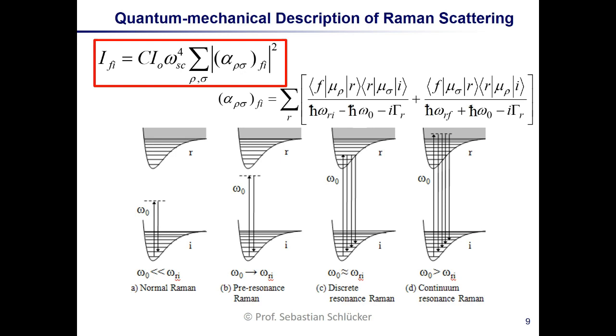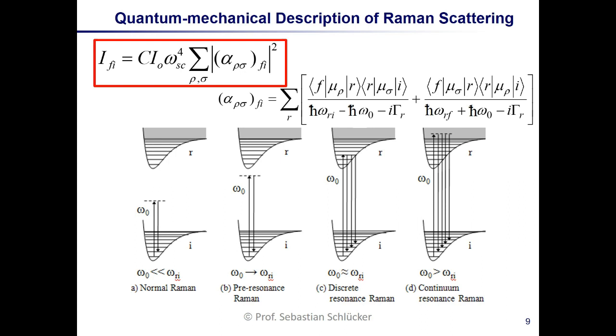And that term for the electronic polarizability in quantum mechanics can be expressed by the corresponding transition dipole moment. So you go from I to the intermediate state R, and from the intermediate state R to the final state F. And the mu are the corresponding transition dipole vectors. So these are the transition dipole moments involved with these transitions, in the case of normal scattering, to the virtual state and from the virtual state down.